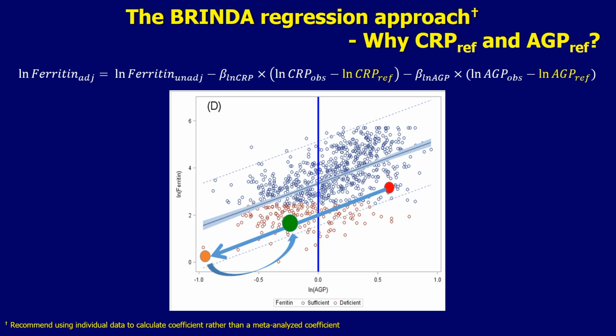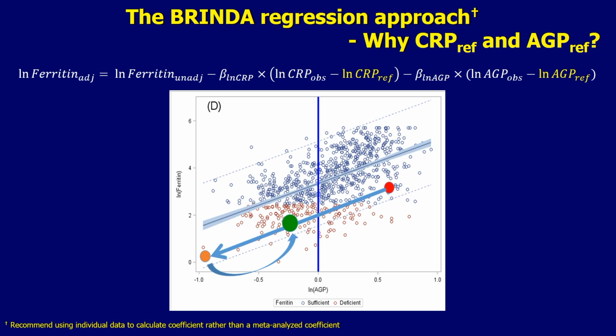Let's take a look at this scatter plot of ferritin by AGP, both on log scale. These data were from Kenya 2010 survey of preschool children. The blue dots were those who had sufficient ferritin, while the red dots were those who had insufficient ferritin. The scatter plot generally shows a linear relationship between AGP and ferritin.